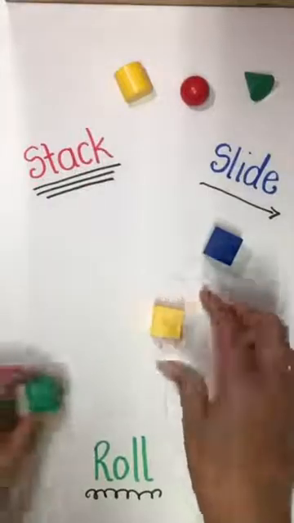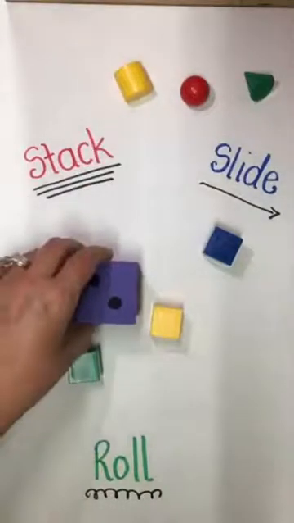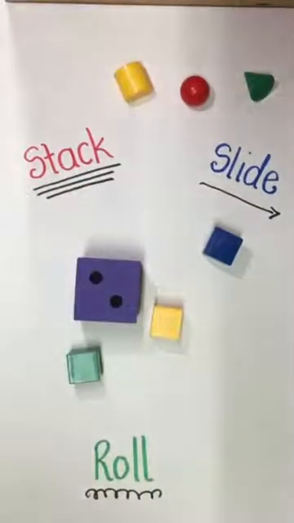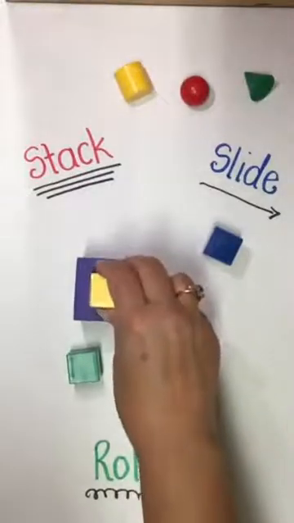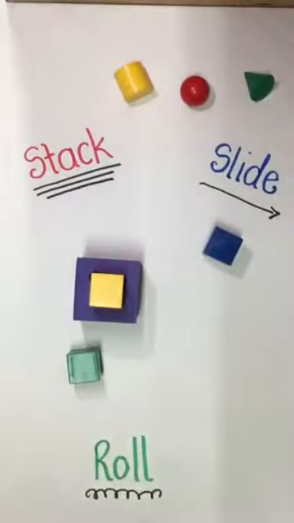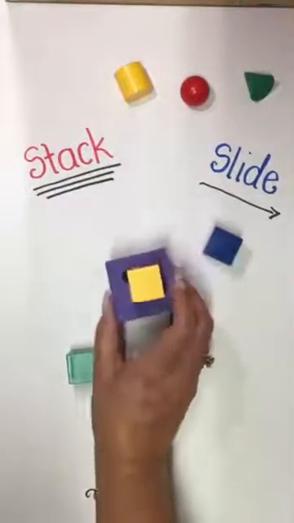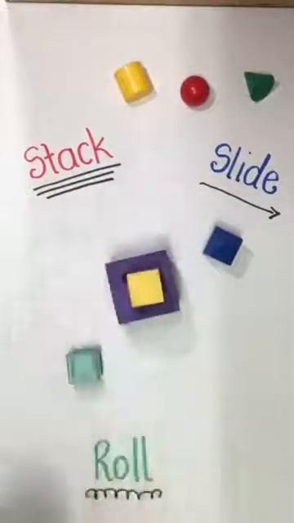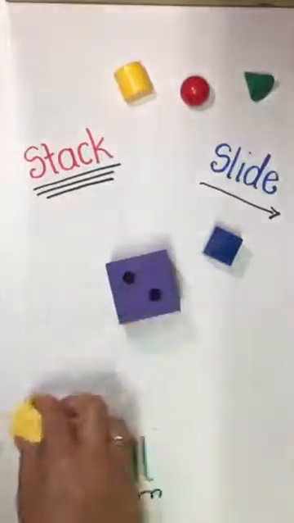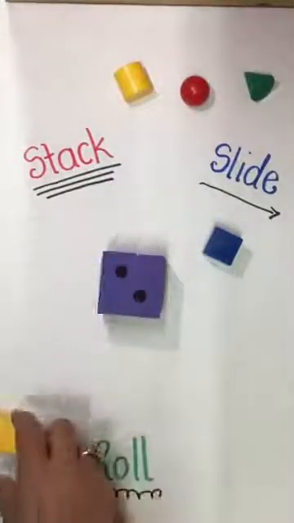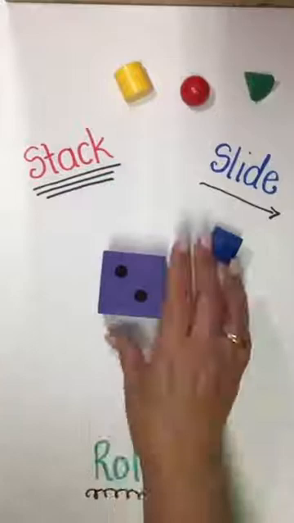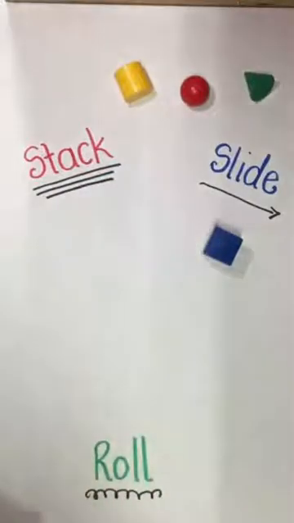If I take some of my cubes and I have a die that is a cube, and I put another cube on top, can that stack? Yeah, it sits right on top of the other cube because they both have a flat face. So a cube has a flat face, so it can also stack.